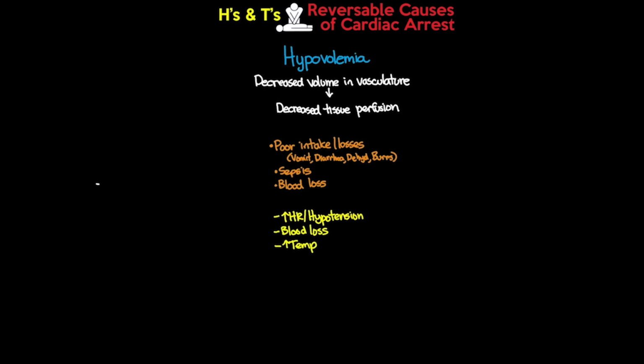Now, when it comes to treating these patients, first and foremost, we want to quickly establish either IV or IO access. From there, we either need to give this patient fluid, or if there is blood loss going on, then we need to replace it with blood products. All right, so next let's go ahead and talk about hypoxia.